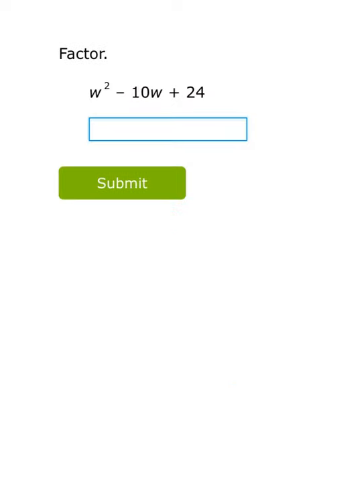I know this is a long video and we've done lots of examples, but I just want to make sure you have plenty of examples to use before you start doing your iExcel. Okay, let's try this one. I need to factor w squared minus 10w plus 24.